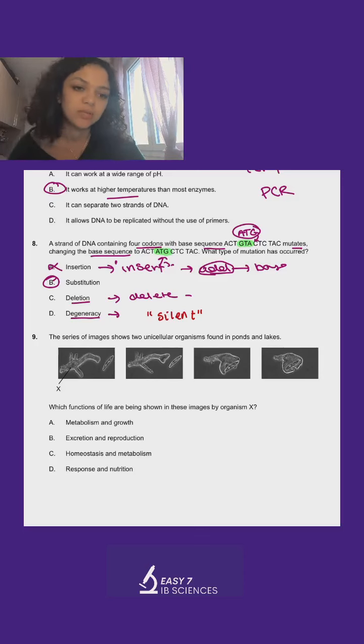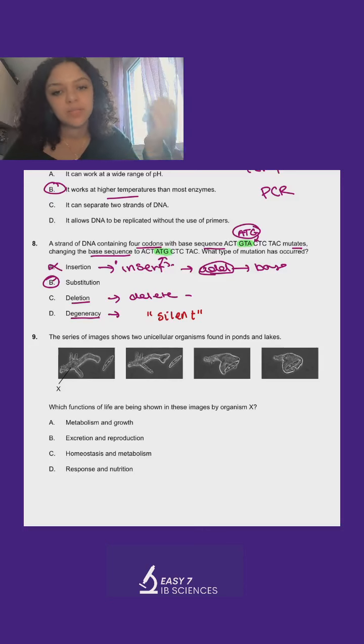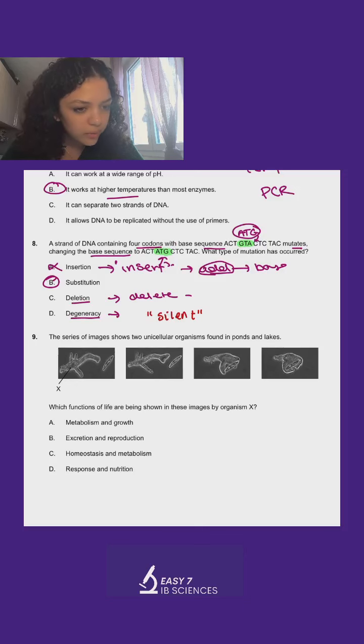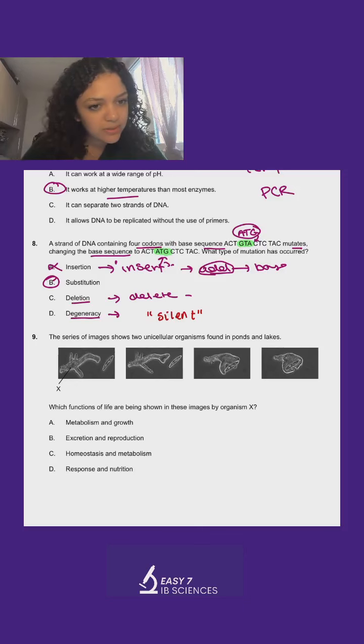So it's very good to have a silent mutation. Well, it's never good to have a mutation except if we're thinking of evolution. But a silent mutation is one of the best mutations because no effect occurs in our protein. One codon that codes for many amino acids. Perfect, exactly.